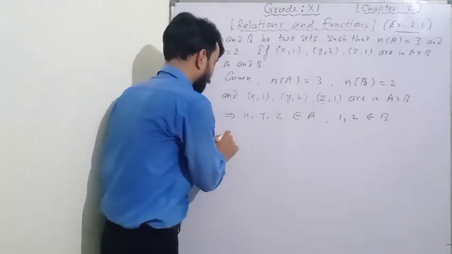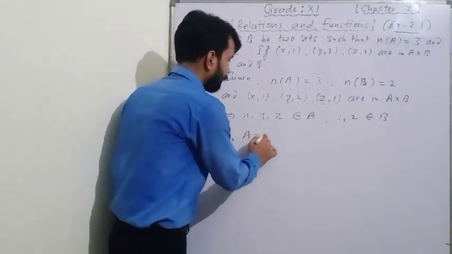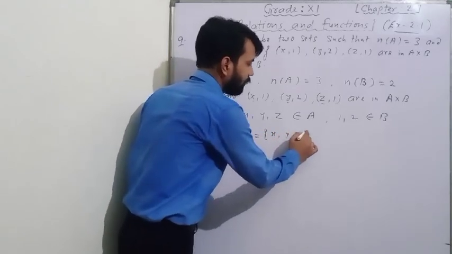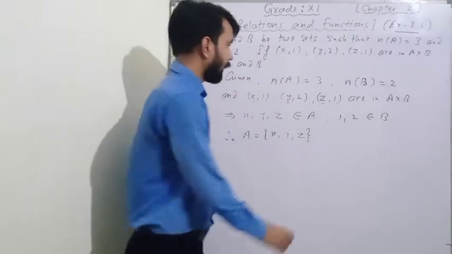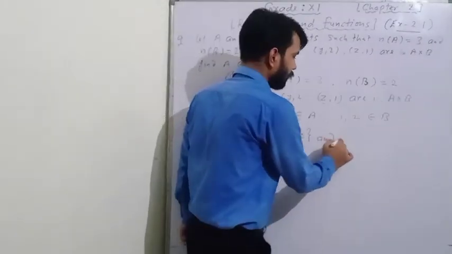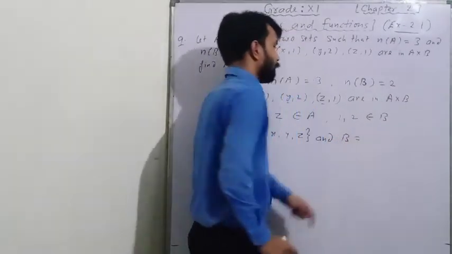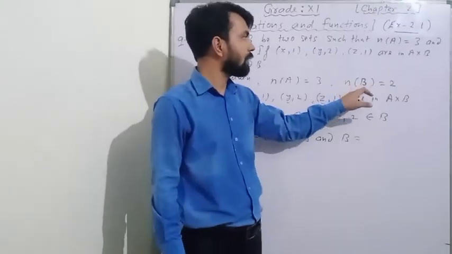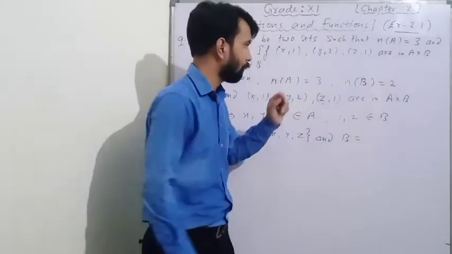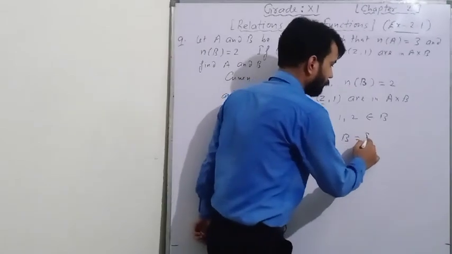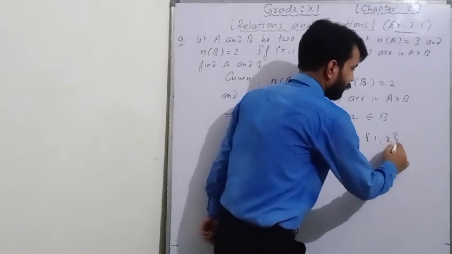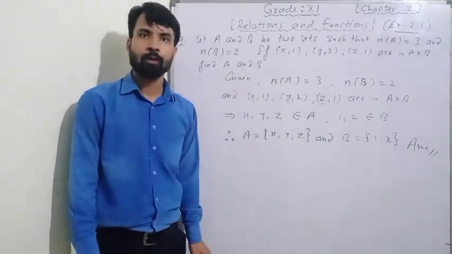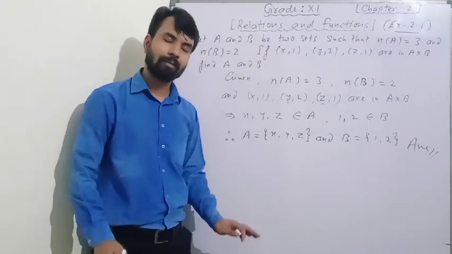So we can say that, hence, set A equals {x, y, z} and set B equals {1, 2}. Two elements belong to B and the number of elements in set B is also 2. So set B will be {1, 2}. So this is our final answer. Hope it is clear. Good.